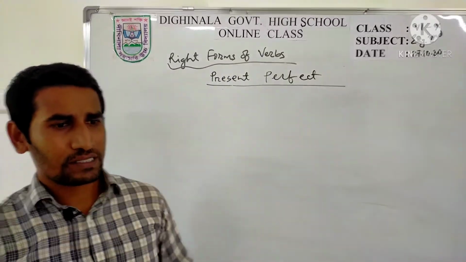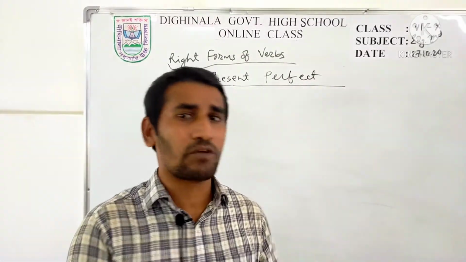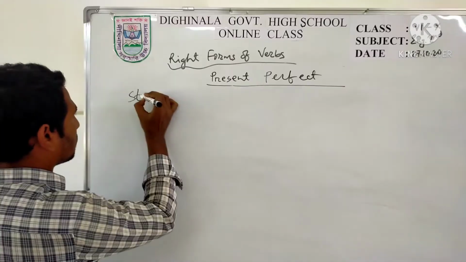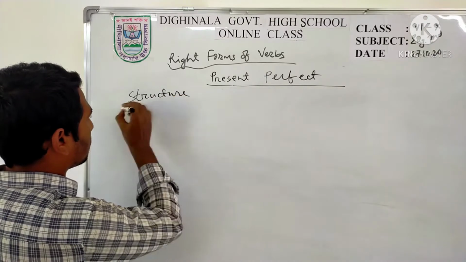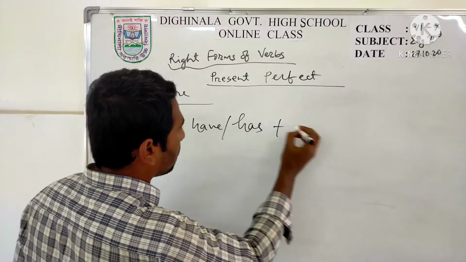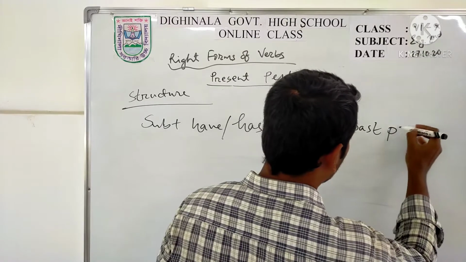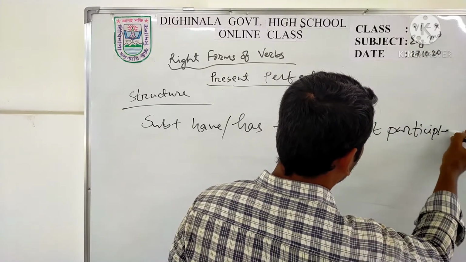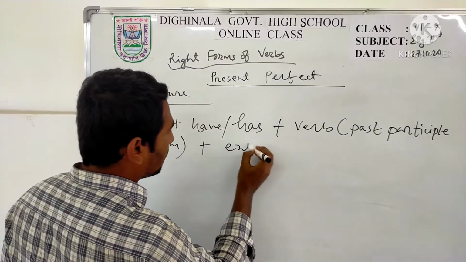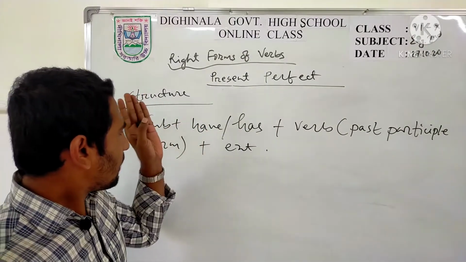The structure of present perfect tense is the subject, after the subject there should be has or have, then you have to put the past participle form of that verb and the extension or the next portion. See the structure. Subject, have or has plus verb, you have to put the past participle form, then you have the next portion.